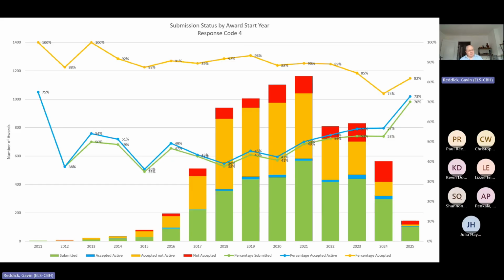And with response code 4, you can see a similar pattern year on year. The absolute numbers are a lot lower, so there's a little bit more noise, and the overall submission rates are lower. And again, this is because of the challenge in communicating with those researchers who have moved institutions, and the funder doesn't necessarily have contact information for them. So that's where we are on submissions.